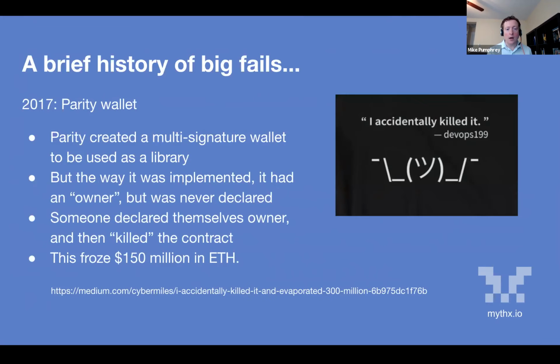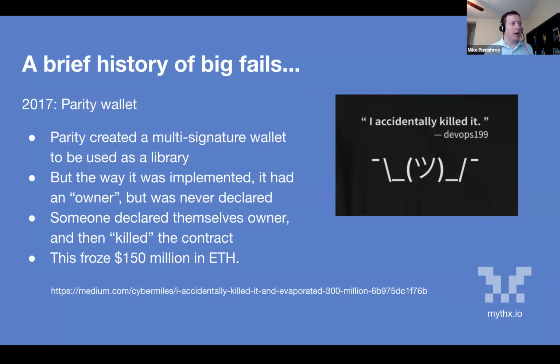More recently, there was the Parity wallet. Parity is a company that put out a multi-signature wallet, which, if you don't know what that is, that's okay. It just requires more than one user to manage. They put their code out there for anyone to use, except they created it in such a way that someone was able to go in, make themselves the owner of that contract, which was the owner for all of the contracts that used this wallet code, and then killed it. So $150 million of Ether is frozen forever.